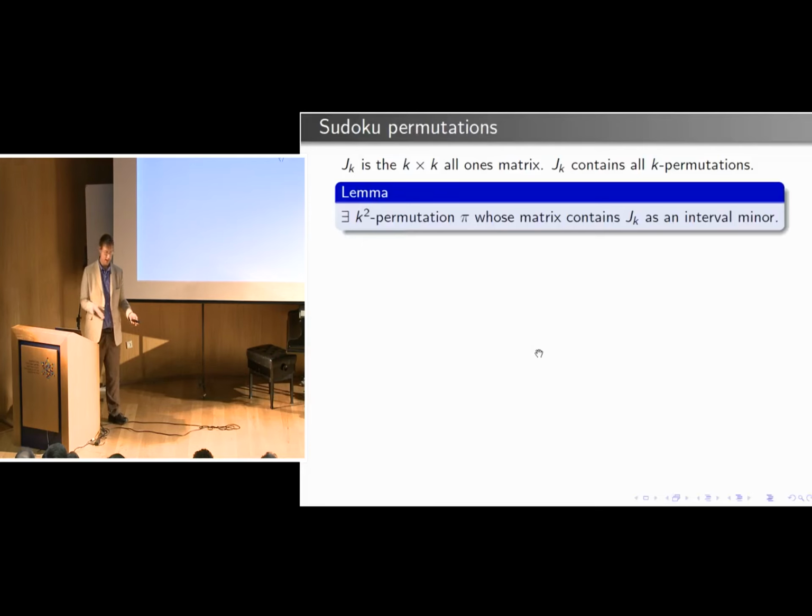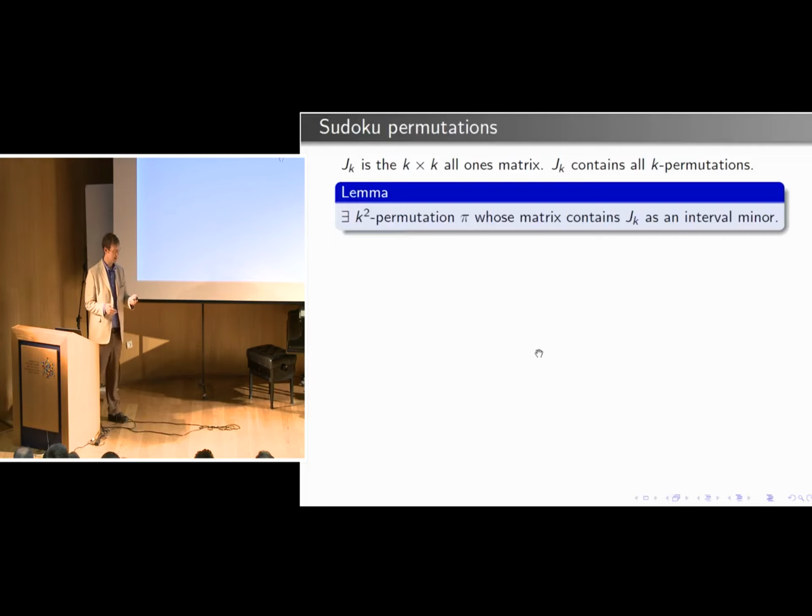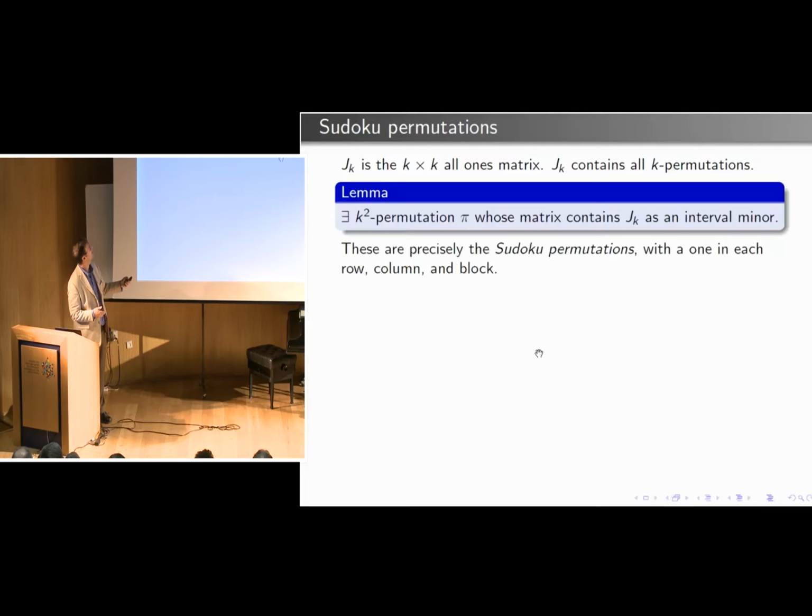So there's going to be a permutation matrix in terms of containment, in terms of interval containment, you have J_K as an interval minor. This K-squared here is tight. What do such matrices look like, or permutations? Well, these are Sudoku permutations.